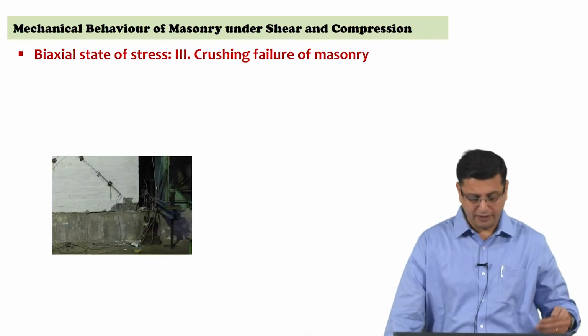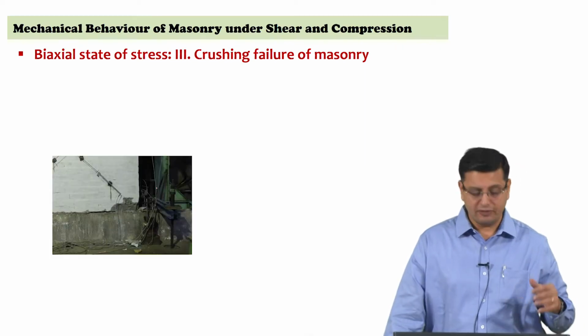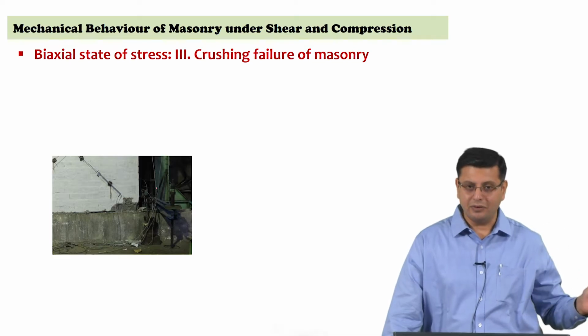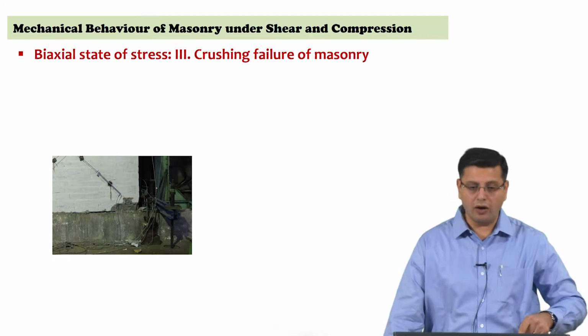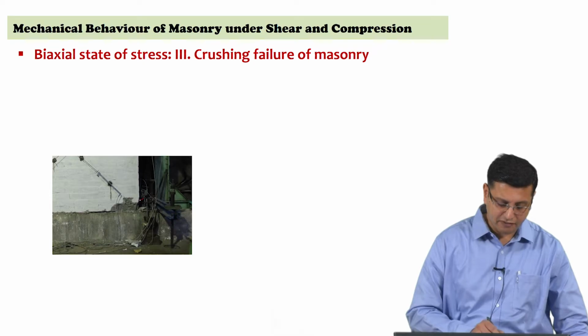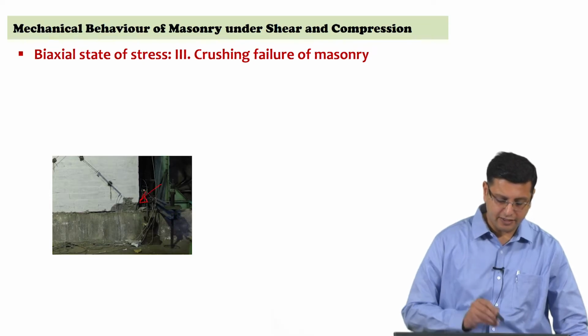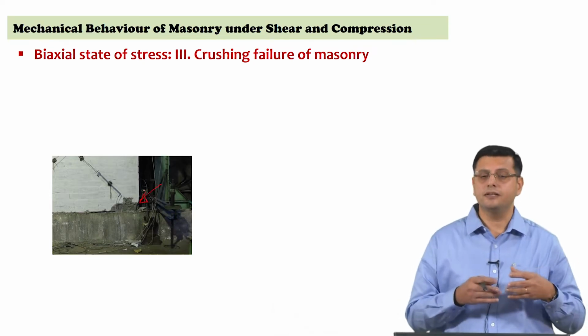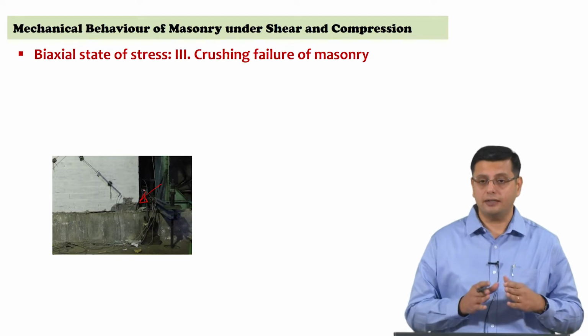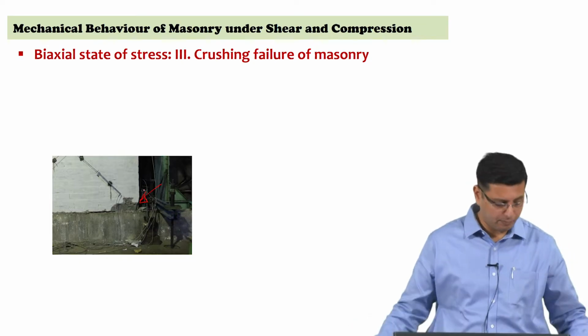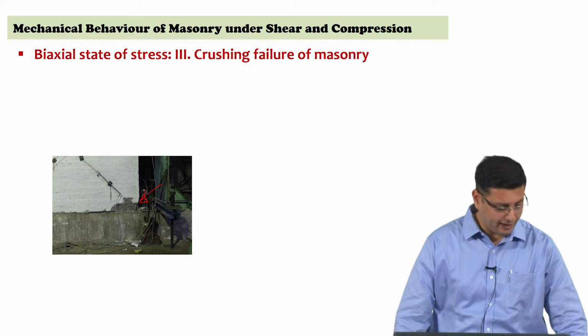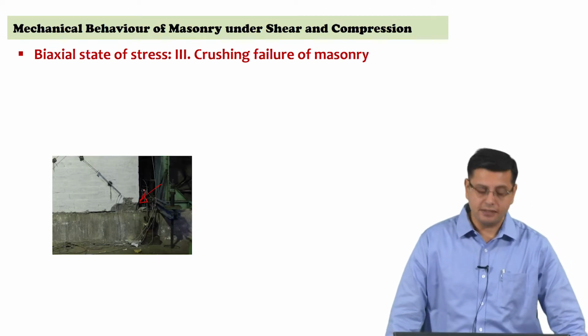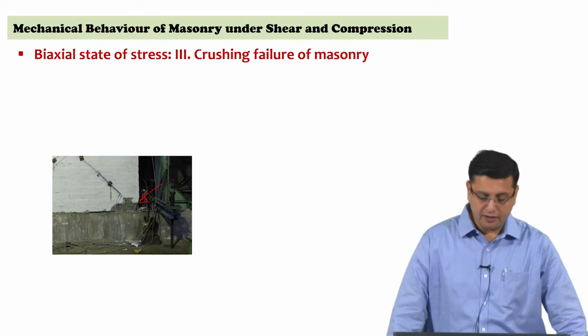So in this particular case, if you remember the photograph that I had shown you, the compressed end of the wall starts experiencing crushing failure. This end is experiencing crushing failure. It is in flexural compression. It's not direct compression, but flexural compression, and this is the basis that we use for the failure criterion.